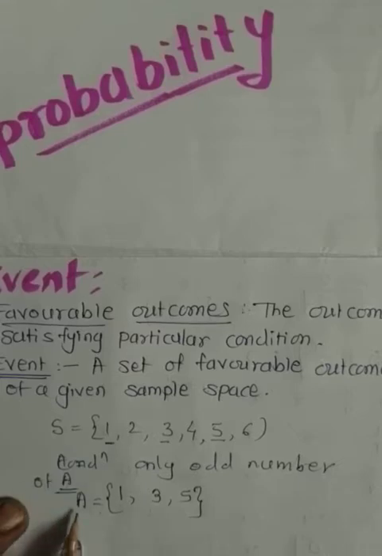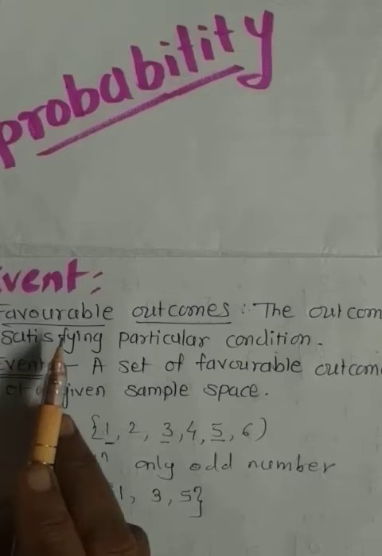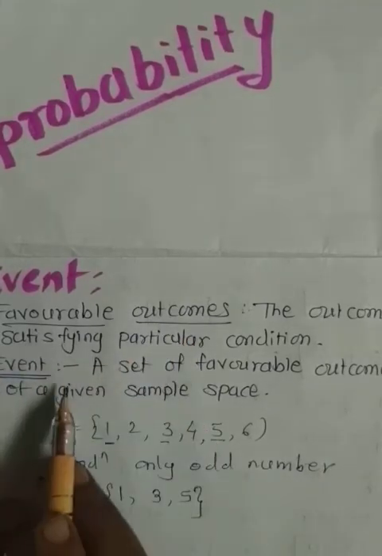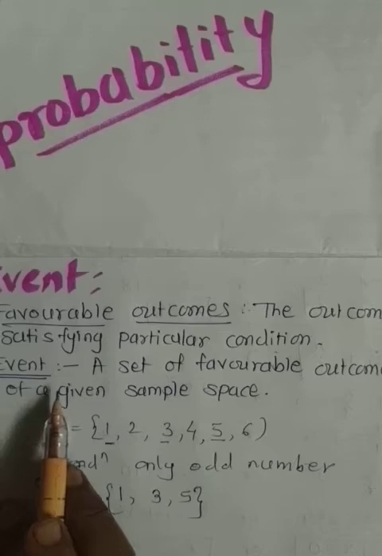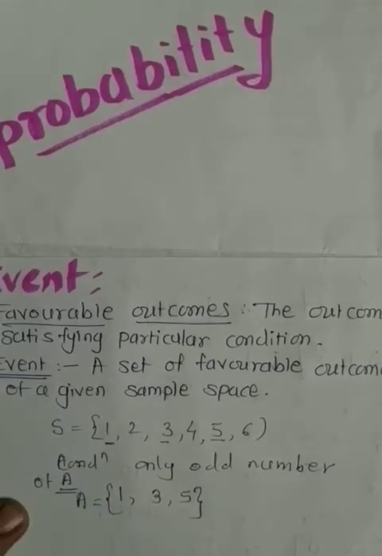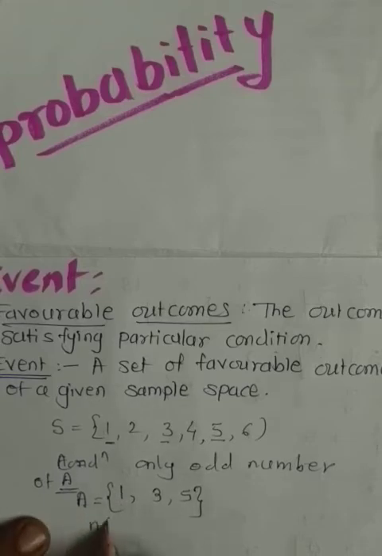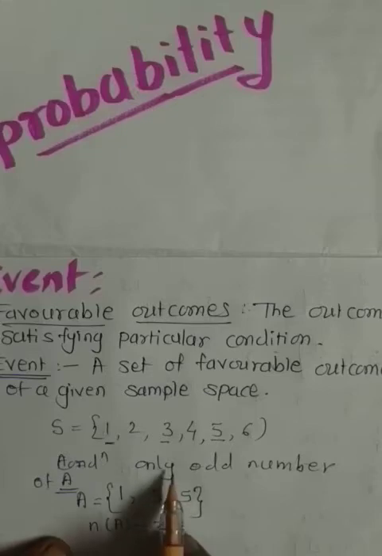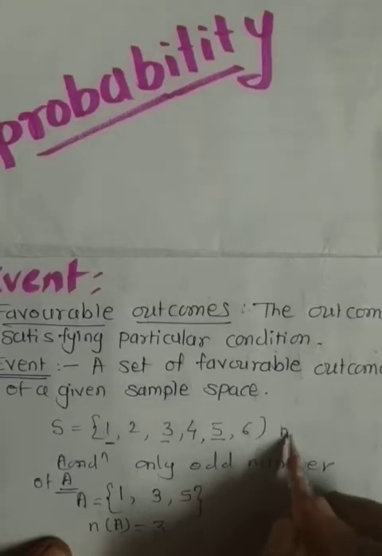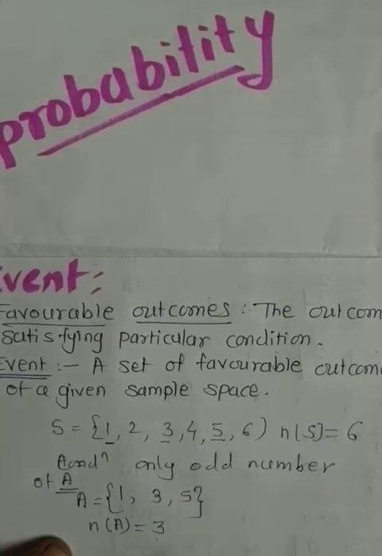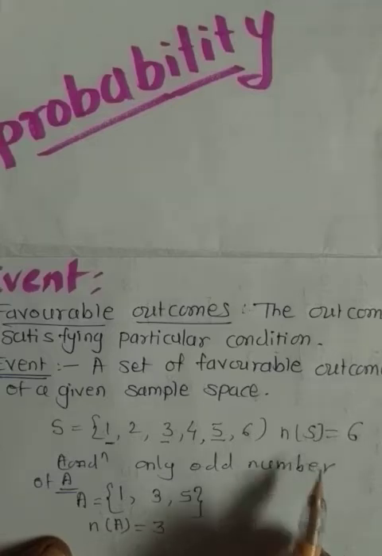And here, first we understand the favorable outcome, then we can write down the event according to the given condition. Here A is the event and number of event A is equal to 3, because here 3 sample points we choose for this condition, and that's why n(A) is equal to 3. And here n(S) is equal to 6, number of sample points 6.